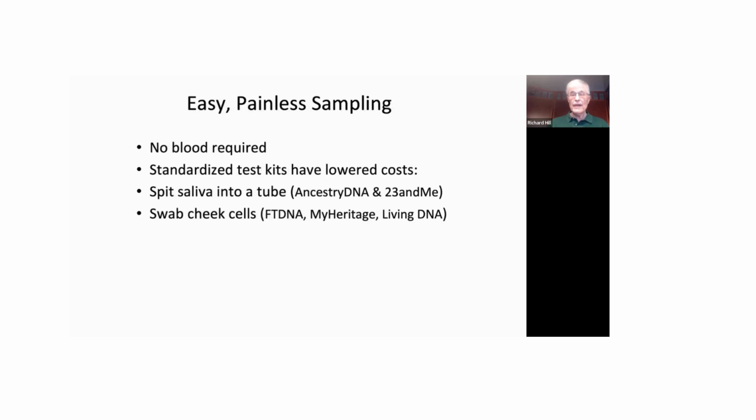So how do you provide a sample of your DNA? Well, standardized test kits let each lab run hundreds of samples at a time using barcodes and automated equipment. And that's really the secret to what has been a dramatic reduction in cost. Now, there are two sampling methods. You're either going to spit saliva into a tube or rub inside your cheeks with some little swabs. And you can see here which companies use which method.